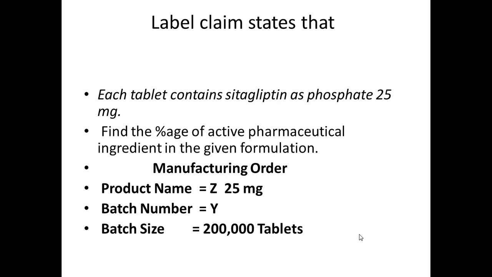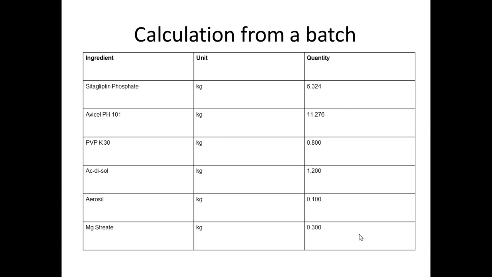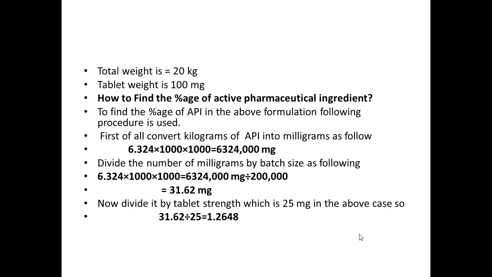Product name is Z, which has a potency of 25 milligram. Our batch number is Y. Our batch size is 2 lakh tablets. Here are the quantities of our ingredients in the formulation for the batch. First of all, sitagliptin phosphate in kilogram is 6.324. Avicel PH 101 in kilogram is 11.276. PVP K30 in kilogram is 0.800. Sodium stearyl fumarate in kilogram is 1.200. Aerosil in kilogram is 0.100. Magnesium stearate in kilogram is 0.300. Total weight is 20 kg. Tablet weight is 100 mg.